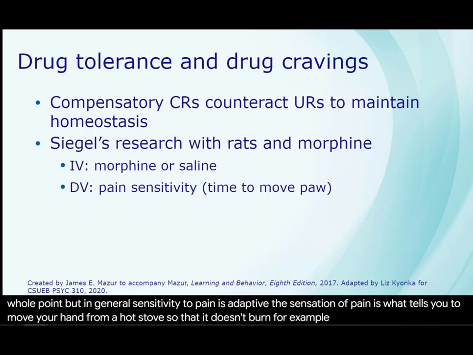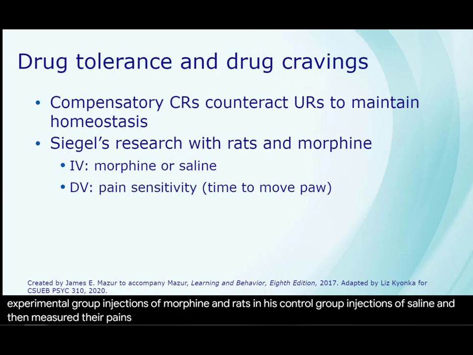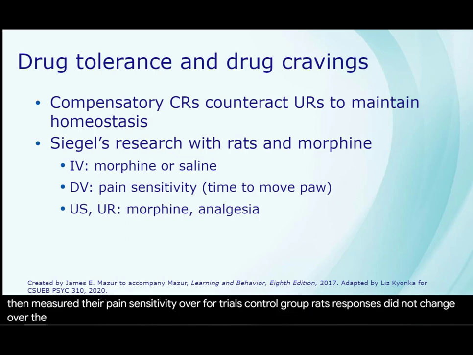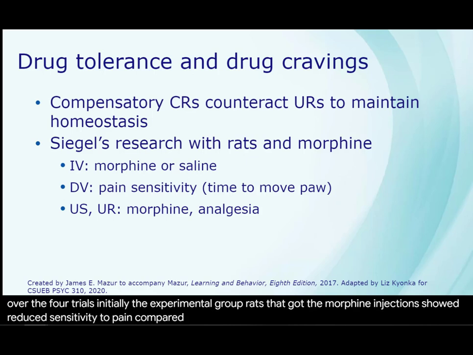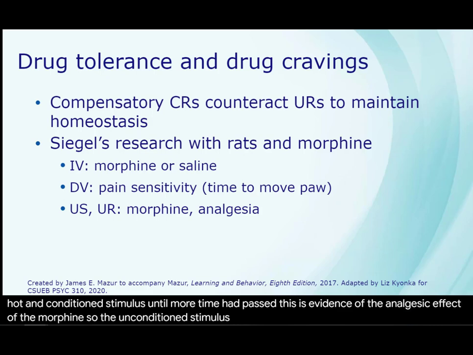Siegel gave rats in his experimental group injections of morphine and rats in his control group injections of saline, and then measured their pain sensitivity over 4 trials. Control group rats' responses did not change over the 4 trials. Initially, the experimental group rats that got the morphine injections showed reduced sensitivity to pain. Compared to the control group, they did not remove their paws from a hot, unconditioned stimulus until more time had passed. This is evidence of the analgesic effects of the morphine. So the unconditioned stimulus is the morphine, and the unconditioned response is analgesia.